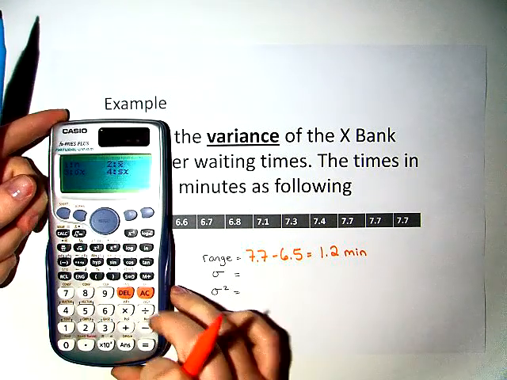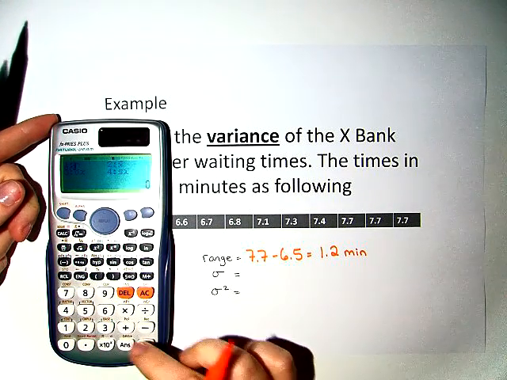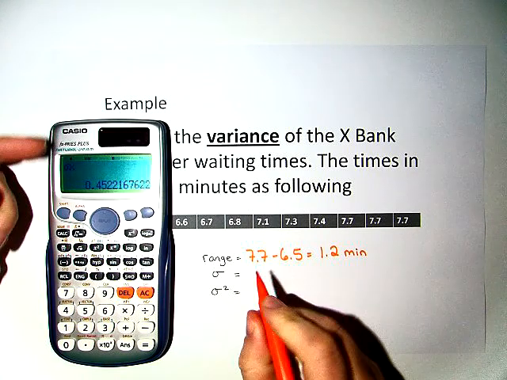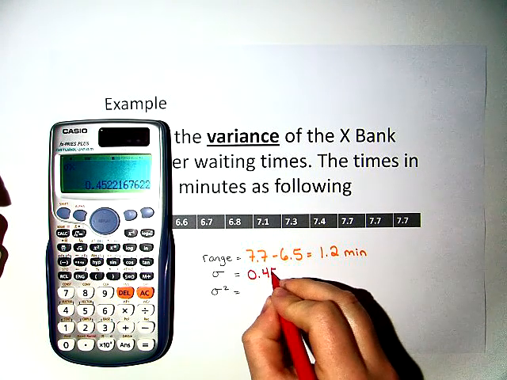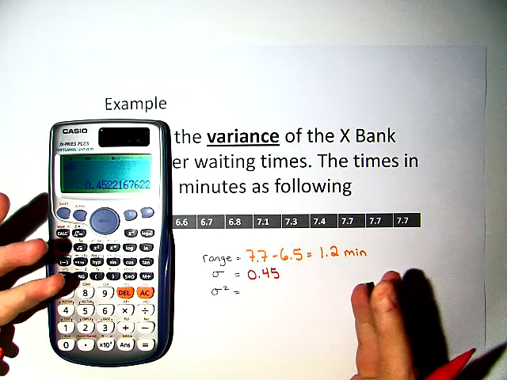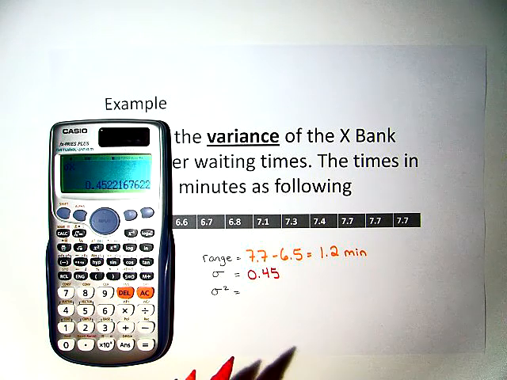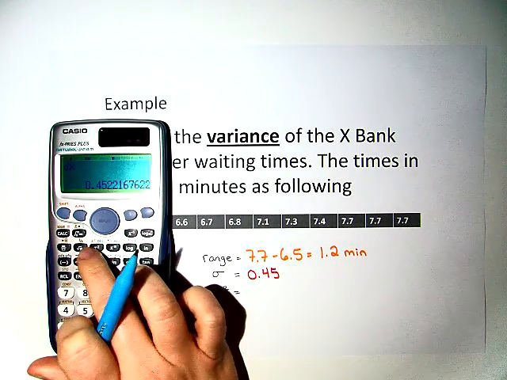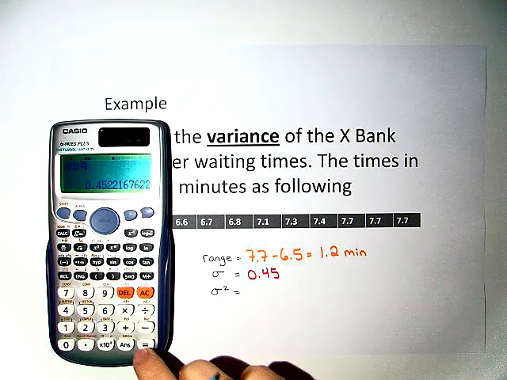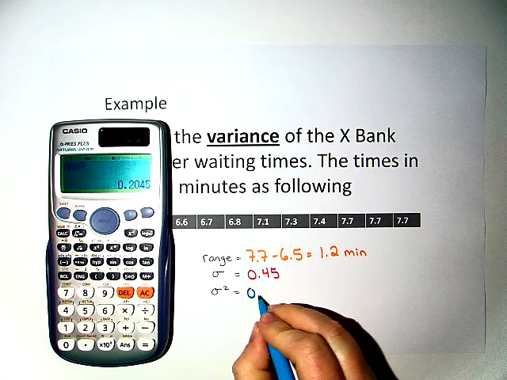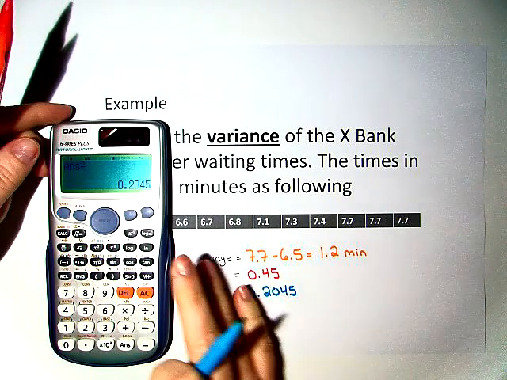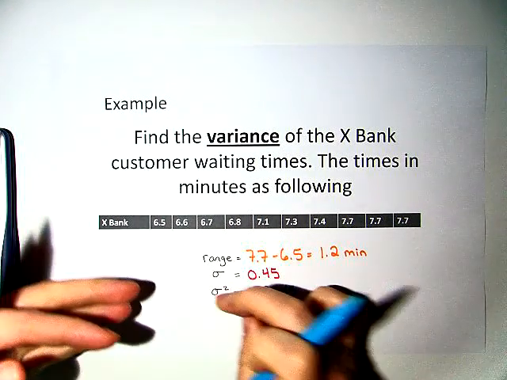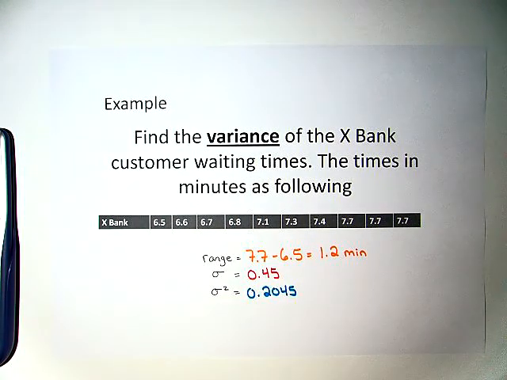Okay, so now we do standard deviation, and we get that the standard deviation is 0.45. So very, very close to the average. And the variation, all we have to do is hit the x squared button, and we get 0.2045. And this is how you do range, standard deviation, and variance.